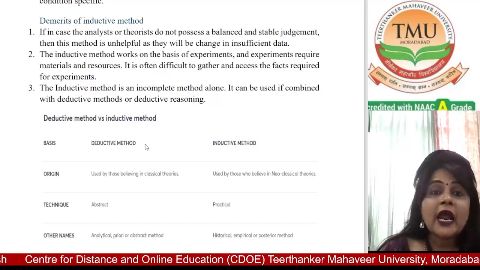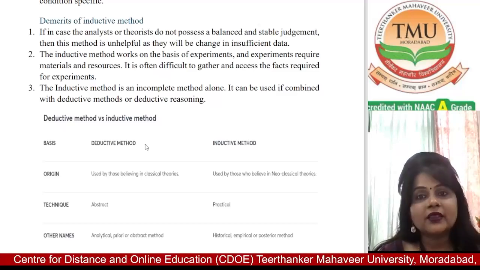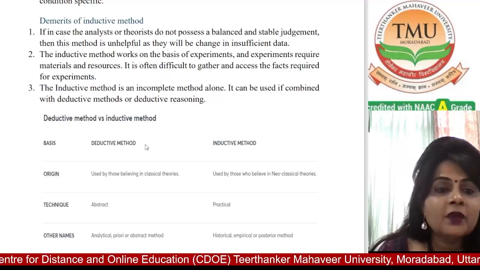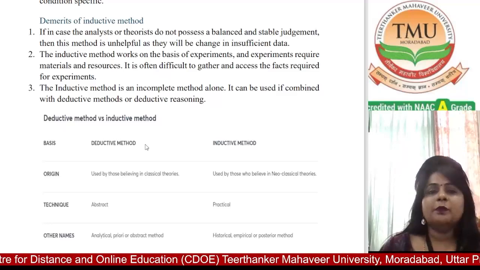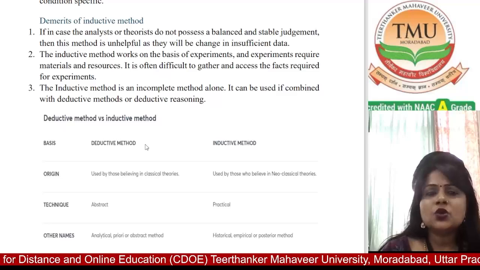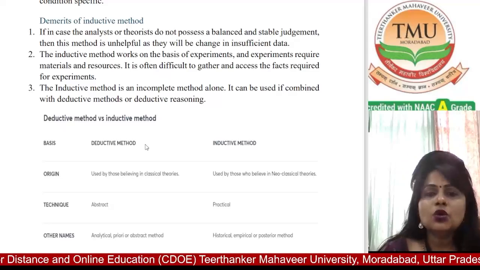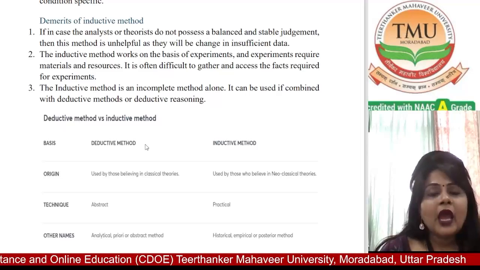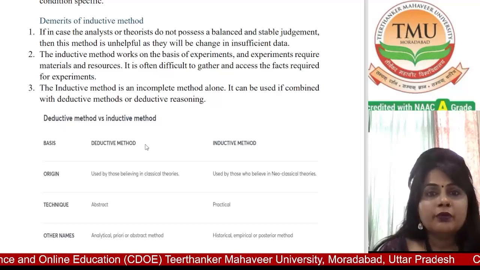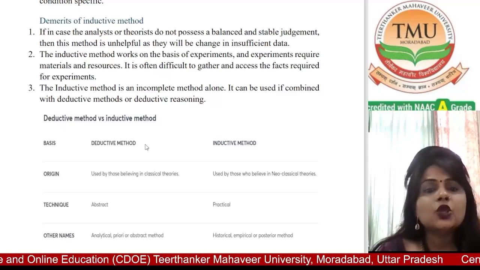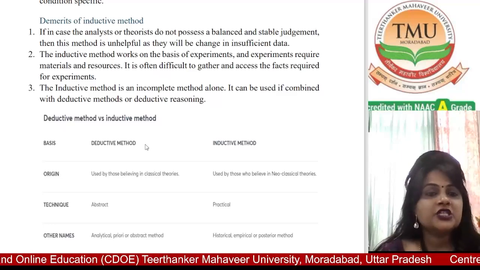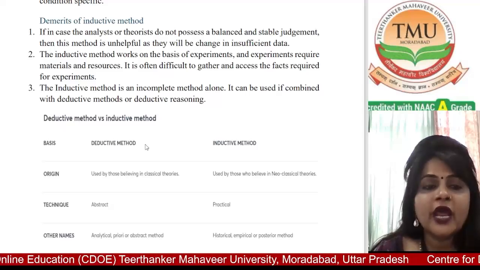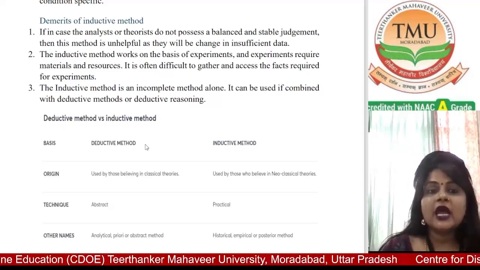Next, the inductive method works on the basis of experiments. Experiments require materials and resources. It is often difficult to gather and access the facts required for experiment. So the inductive method is not only time consuming but also costly. It involves detail, and we need many equipments for collection, classification, analysis, and interpretation of data on the part of trained and expert investigators and analysts.